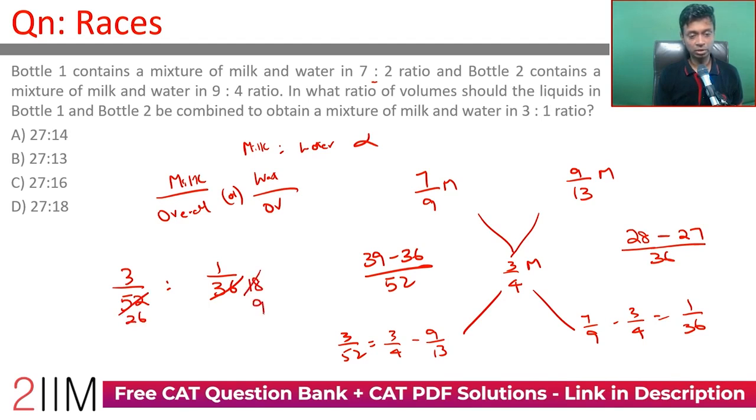Further knocked off, this will become 9, this will become 13. Or the ratio is 27:13.